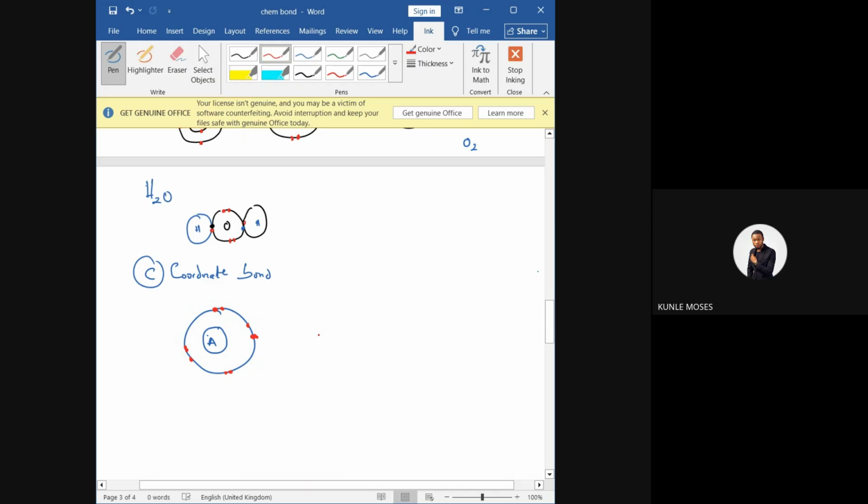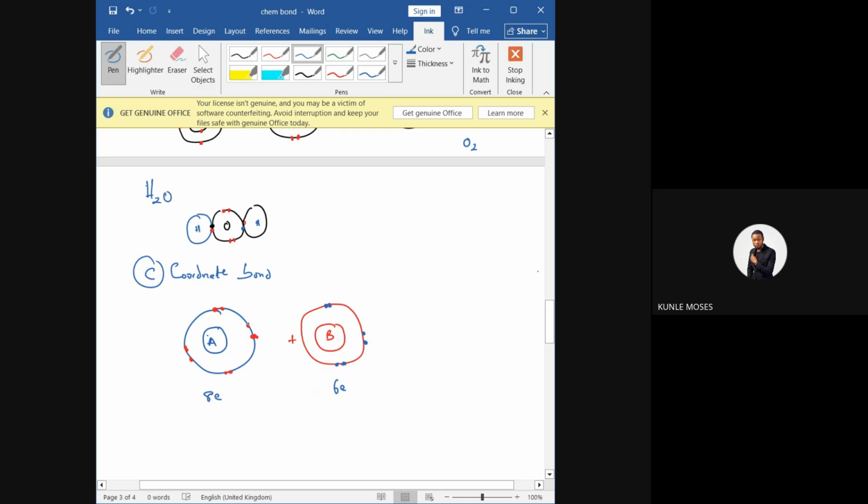And we have another atom, which is B. Let's say this B has something like this. This coordinate bond is somehow confusing, but don't be confused. Let's say it has 1, 2, 3, 4, 5, 6. Do you see that A has 8 electrons in the outer shell, right? Look at this B. It has 6 electrons, right?